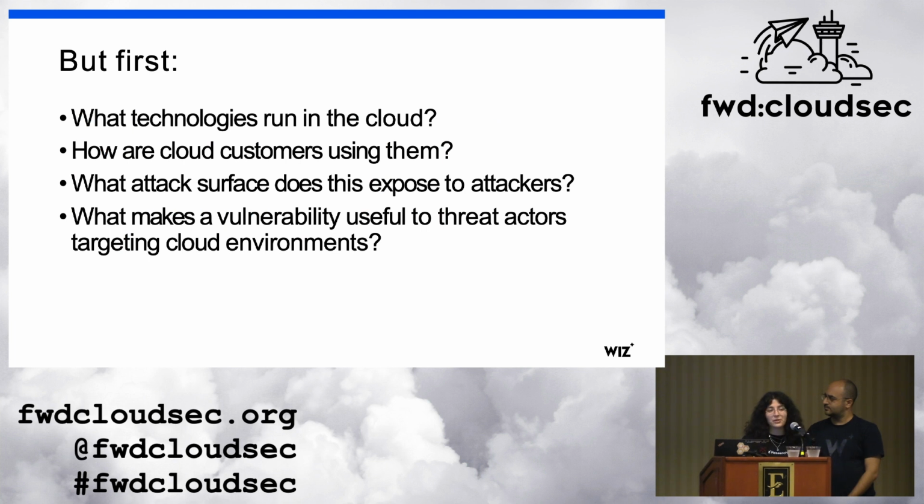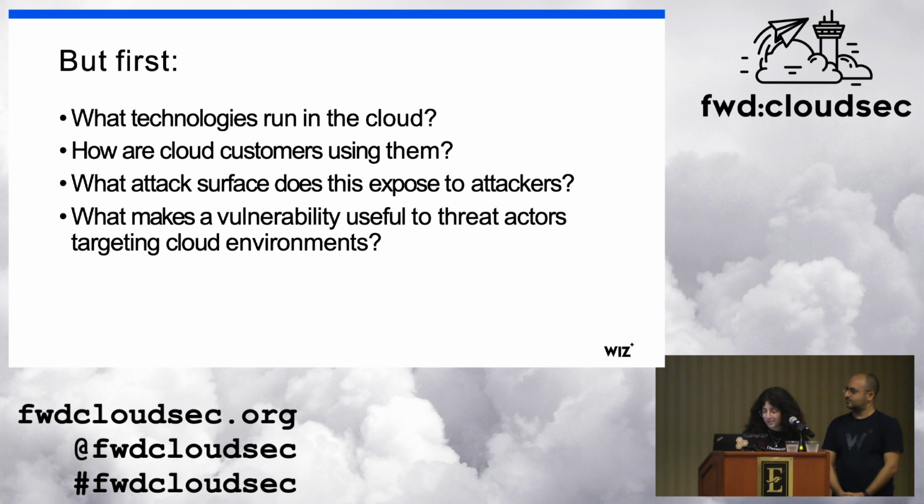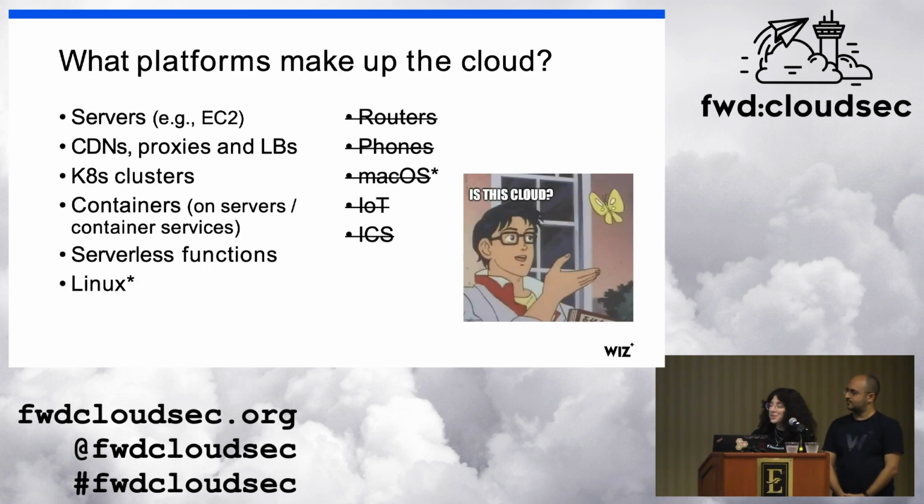We need to think about the kind of technologies that are prevalent in the cloud and what kind of attack surface they provide to attackers, and what kind of vulnerabilities are useful to threat actors that are targeting the cloud. The cloud is made of some components that we're all familiar with, for example, servers, EC2s, load balancers, but there are some things that we don't expect to see in the cloud, for example, routers or phones.